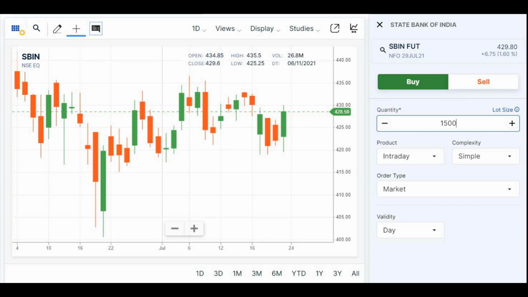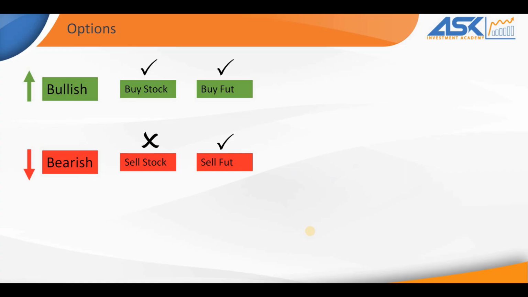What kind of call options are available? Either you can buy 435 CE at 3.05 rupees or 440 CE you can buy at 1.8 rupees. Clear? If you want to buy 435 CE, then how much money is required? 3.05 into 1500, approximately 4500 rupees is required. So for the sake of small traders, these options were introduced into the Indian stock market.